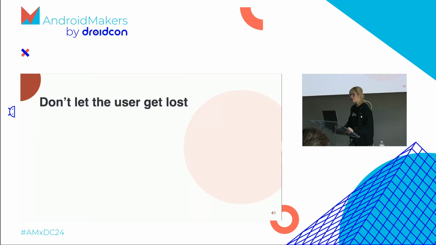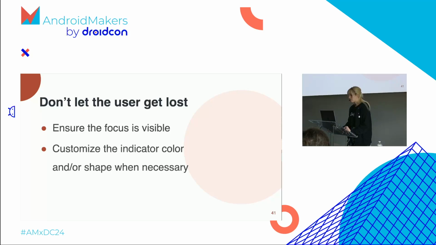So the user should always know which element they are currently interacting with. So make sure that the focus is always visible. If you are stacking elements on top of each other, like a sticky header or maybe the bottom navigation bar, you need to make sure that the focus indicator is not hidden behind that. And also, the default focus indicator can be hard to distinguish on some background colors, so you might have to customize it in some cases.